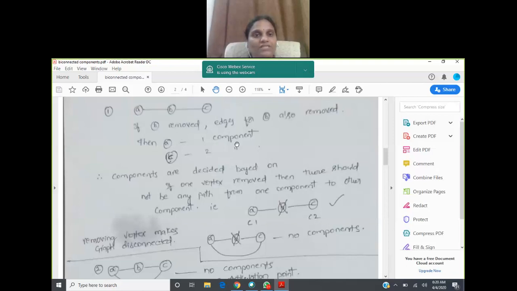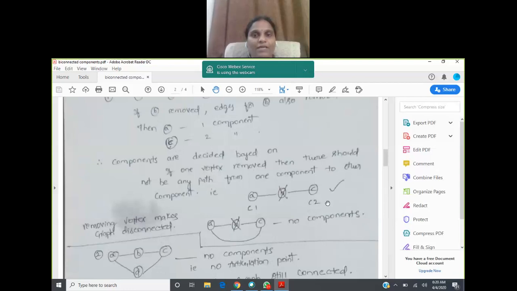So how the components are decided: if any vertex is removed from the graph, then there should not be any path from one component to the other component. For example, see this graph. On the removal of vertex B, there are two components A and C, and there should not be any path between these two independent components. Clear?